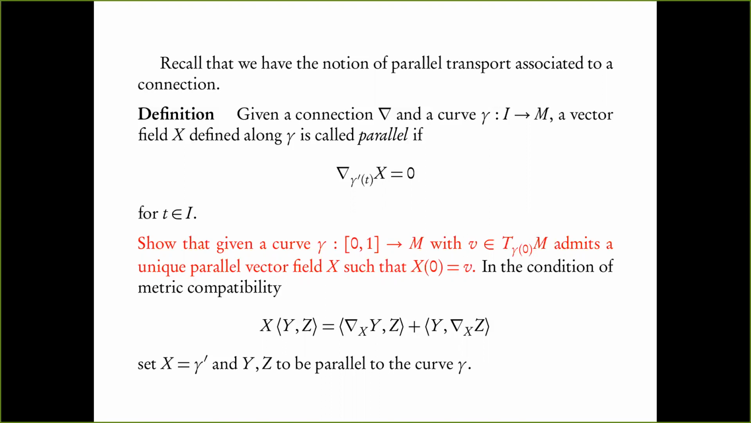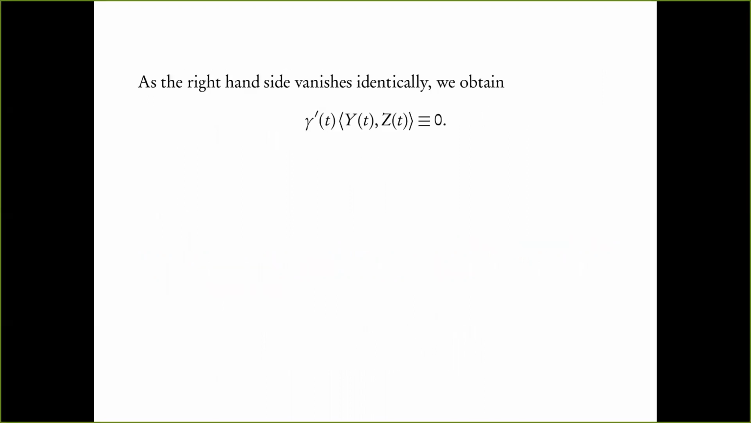The upshot of this whole thing is that the dot product of y and z is constant along the vector field x, which is gamma dot, if y and z are defined to be parallelly transported vector fields, simply by how these are defined. So you have to move them along the curve such that the dot product is preserved. Okay, any other questions?